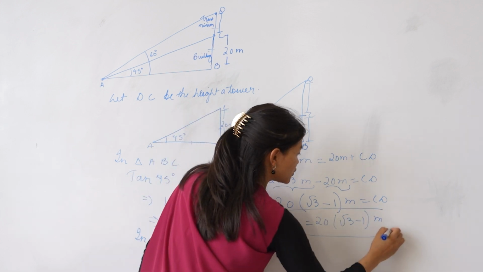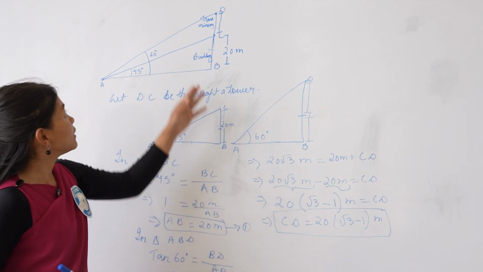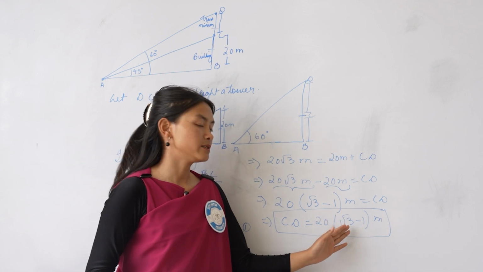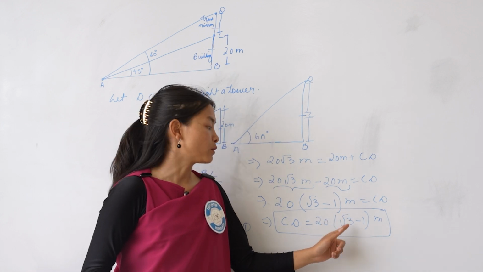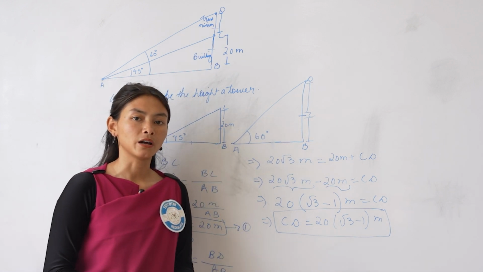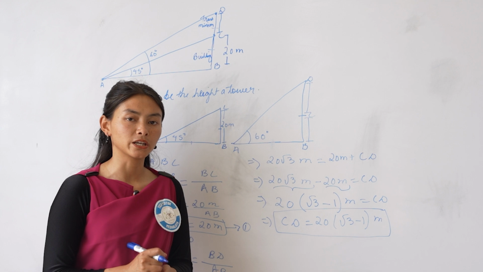So this is the answer. The height of the transmission tower is 20, inside the bracket we have root 3 minus 1 meter. So I hope you understood this question.